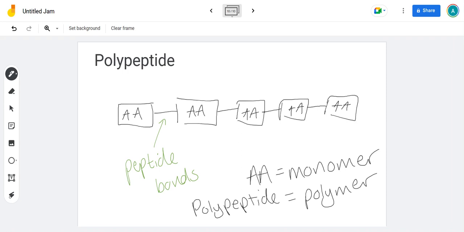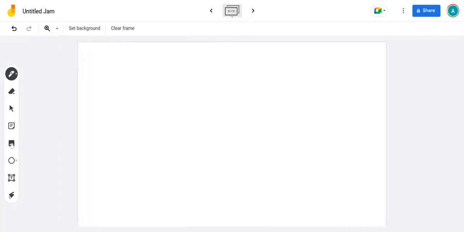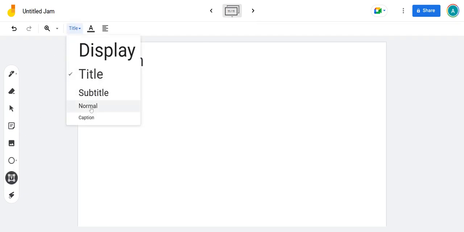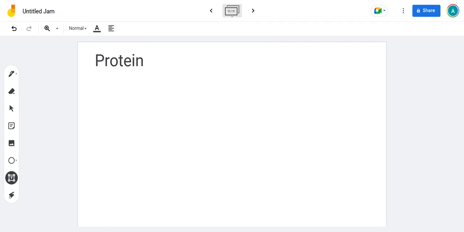Now, the difference between a polypeptide and a protein is that the polypeptide is just a long line of amino acids, whereas a protein is a specific shape. It's when the polypeptide has been folded up. Now, to make a protein, we've got 4 levels of protein structure that you need to know: primary, secondary, tertiary, quaternary. So let's start off with the primary structure.